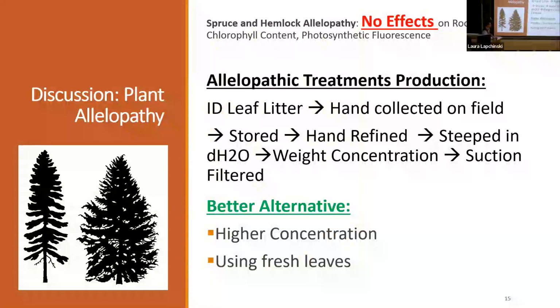To improve this methodology, what we can do next time is to use a higher concentration, especially a weight-to-volume concentration, to shotgun for more of those important allelochemicals. Another good step is to use fresh leaves, to entirely disregard the impurities that me picking litter from the ground can introduce.